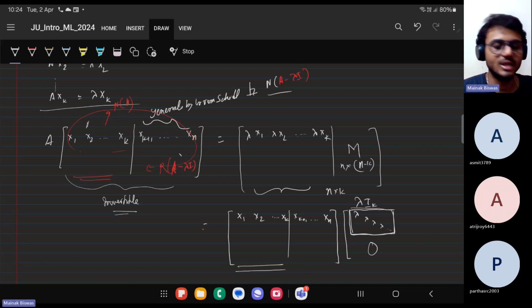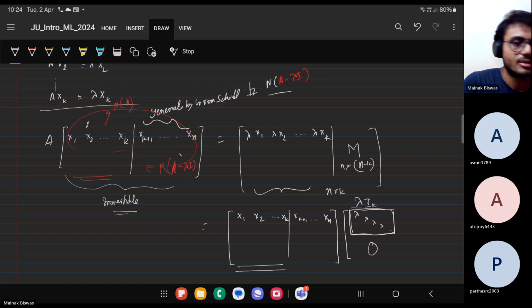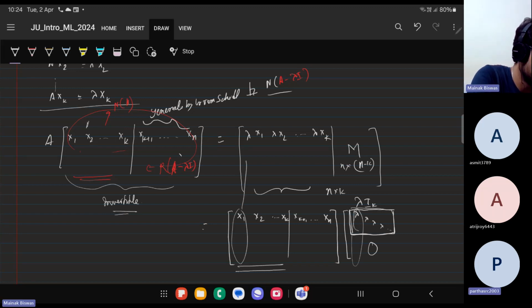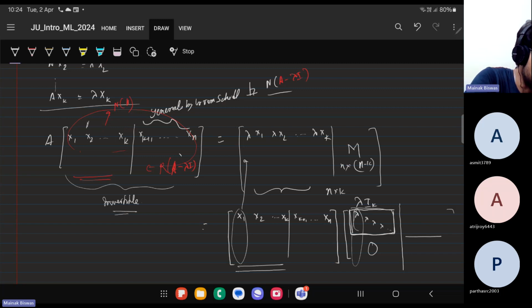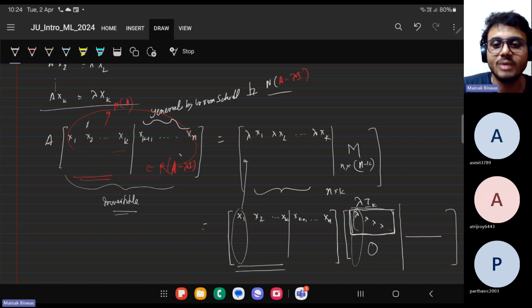If you have any questions, please ask. First, lambda, 0, 0 into this is equal to lambda x1. That means x1 to xk are all multiplied by lambda. Exactly. And the rest doesn't matter, not cancelled out. The rest can be any matrix which has to be found by calculation.